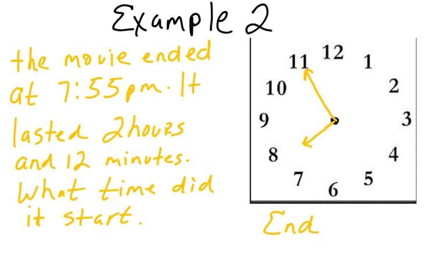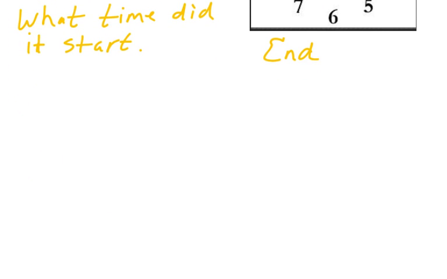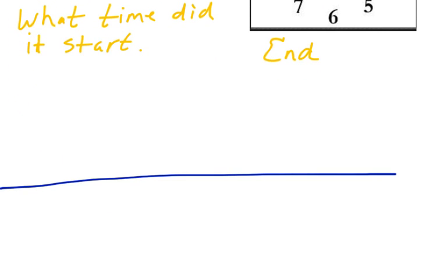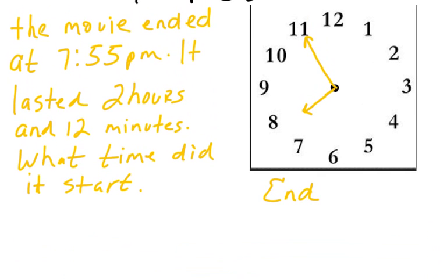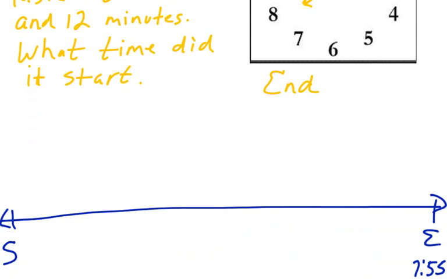So let's try one more. So now, movie ended at 7:55, what you see right here on our clock, and it lasted 2 hours and 12 minutes. What time did it start? So this time we're going to be going backwards, because remember from our definition that we can go from finish to start. So our end time is 7:55, and we want to try to find our start time. We change colors, go with red. So remember, we're going backwards.